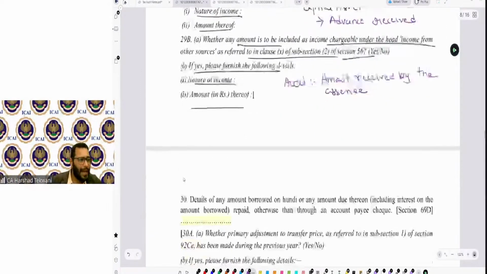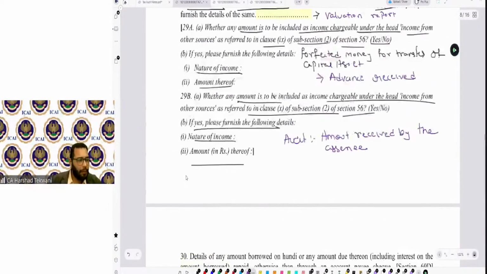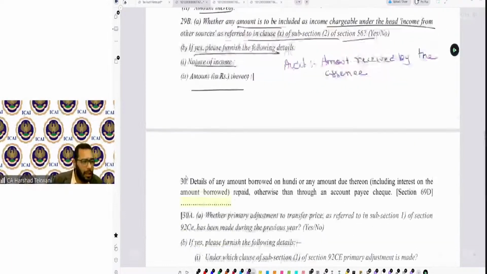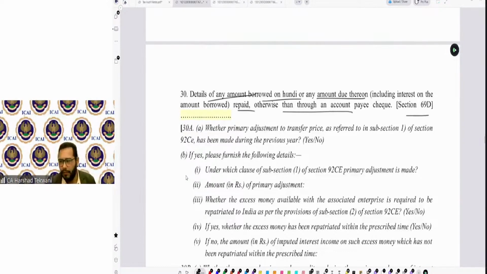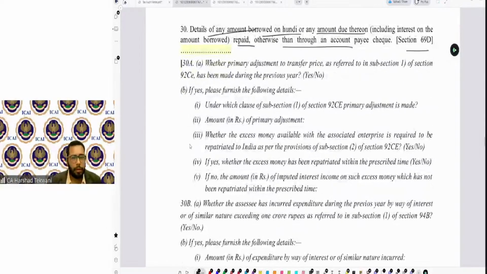So that was 29B and 29A. Then we have clause 30, which talks about details of any amount borrowed on Hundi or amount due thereon, repaid otherwise than through an account payee cheque. That is section 69D with respect to the amount borrowed on Hundi. Not much relevant because there are very few transactions of this nature.